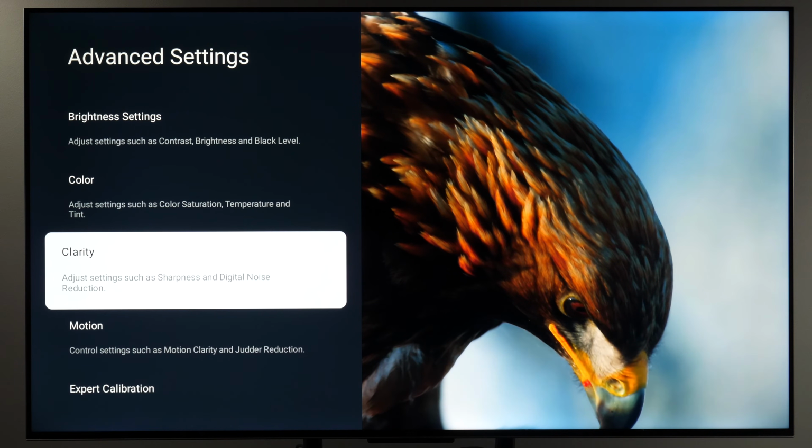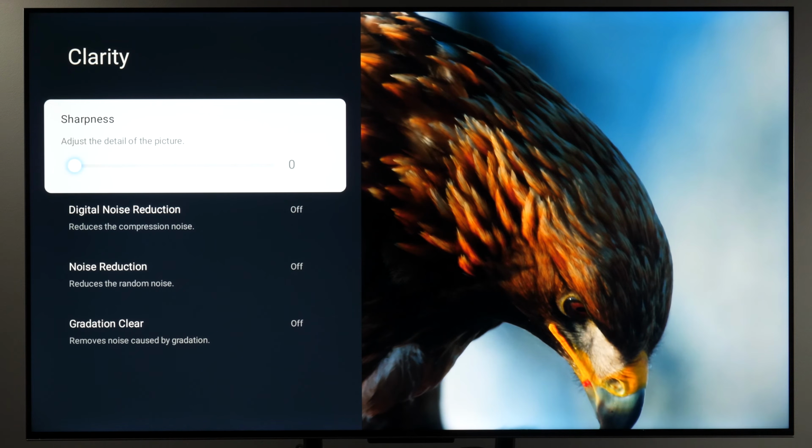So if you go to clarity menu, you will have sharpness. And if you want picture without any artificial sharpening, then set sharpness to 0. If you're watching lower resolution content like SD or HD, then you might want to increase it a bit, but don't go more than 10 or 20, because then over sharpening will become obvious.